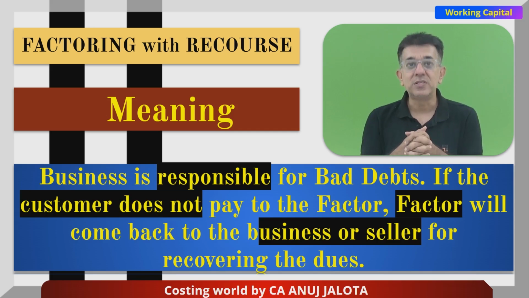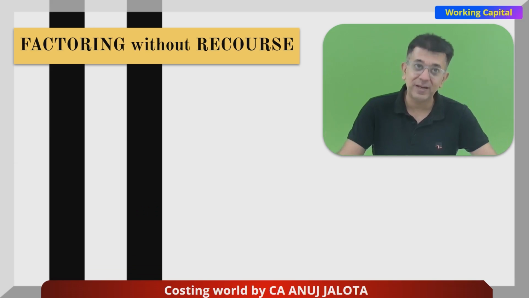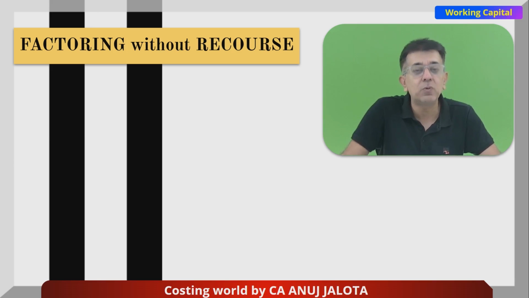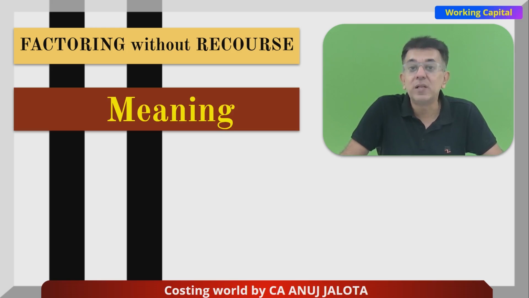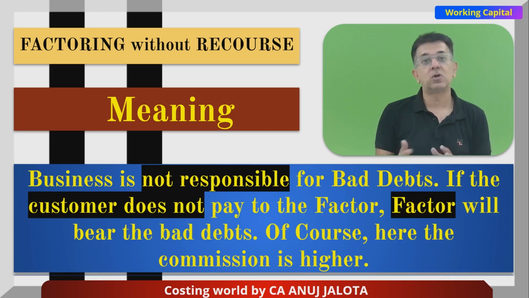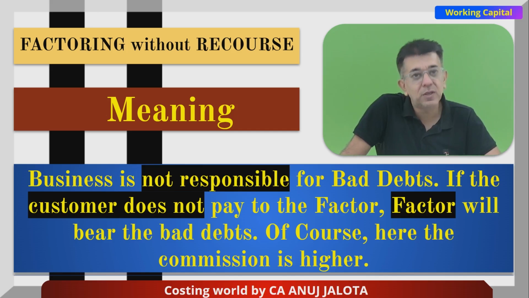Read the points. The business is responsible for bad debts. If the customer does not pay the factor, the factor will come back to the business or the seller for recovering the dues. Obviously, in such cases, the commission rate will be quite low because the factor is not bearing the risk of bad debts. But most of the questions we have done in class are with factoring without recourse. That means who bears the risk of bad debts? The factor bears the risk. So the business is not responsible for the bad debts. If the customer does not pay the factor, the factor will bear the bad debts. Of course, here the commission rates are going to be quite high.